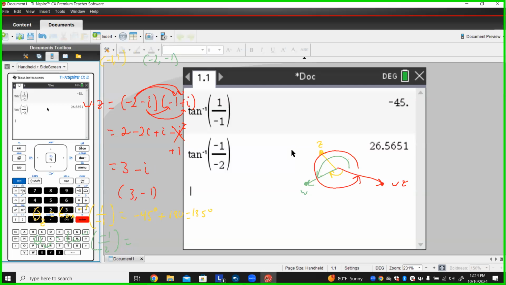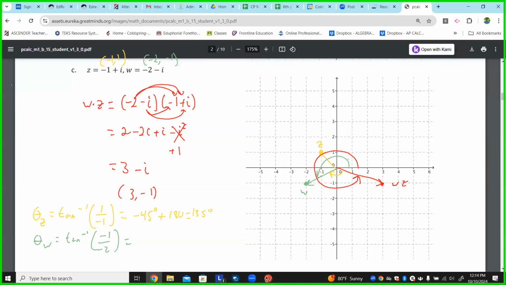3. What do I have to do with quadrant 3? I have to add 180 because it's only going to give me this portion. I want the entire portion. So I'm going to take that answer and add 180 to it. So that is my degree of rotation. It is 206 point blah blah blah. Again, that was 206.56.